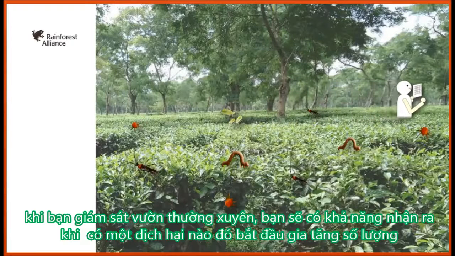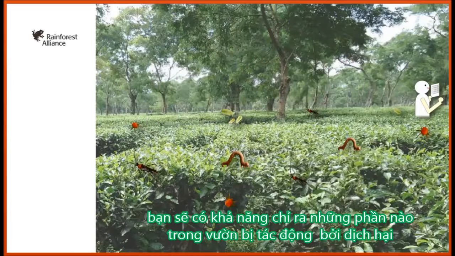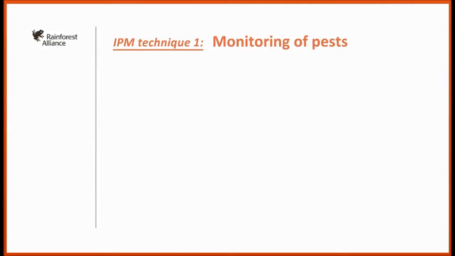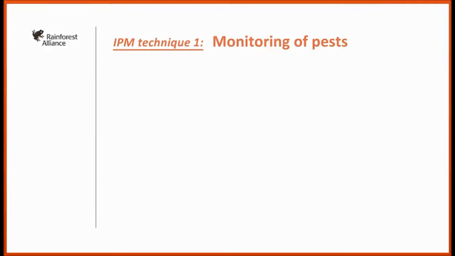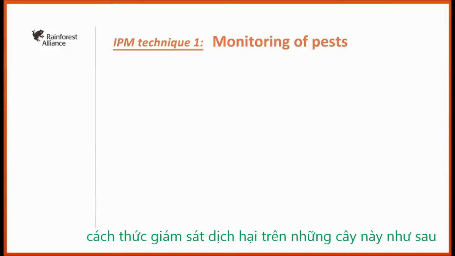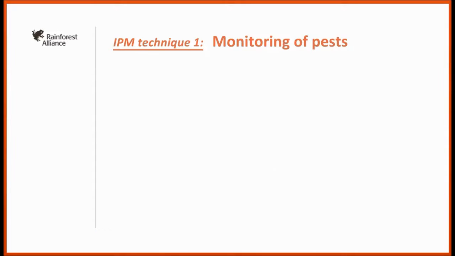When you monitor the farm on a constant basis, you will be able to notice when a certain pest starts to increase in its number. You will also be able to identify which sections of the farm are affected by pests. In the case of coffee, you can monitor selected trees in different sections of the farm. Here is one method to monitor pests on those trees.